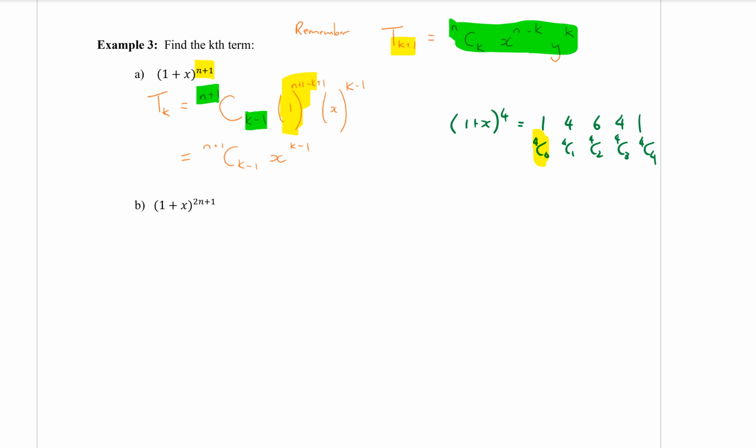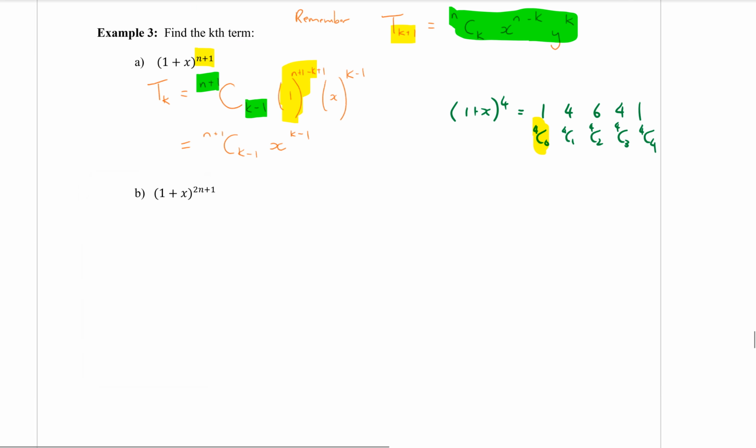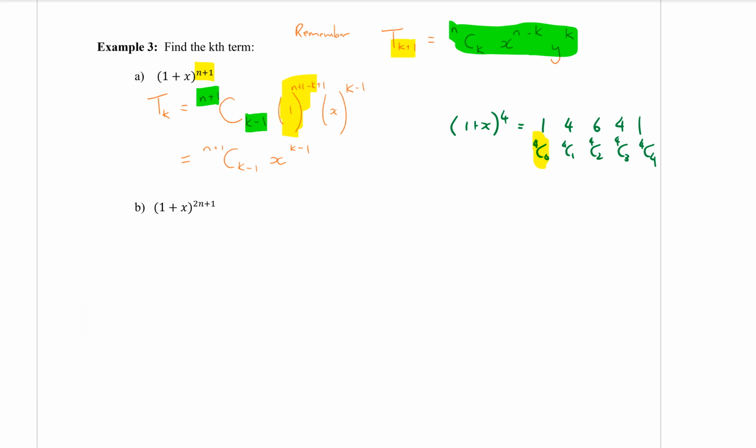All right, part B, let's practice that again. I now want to find the kth term of this expression. So kth term means t with a little k there. Using my formula, the power up here is going to be on the top of my combination. So (2n plus 1)C, and the bottom number is always 1 less than this. So it's k take away 1.